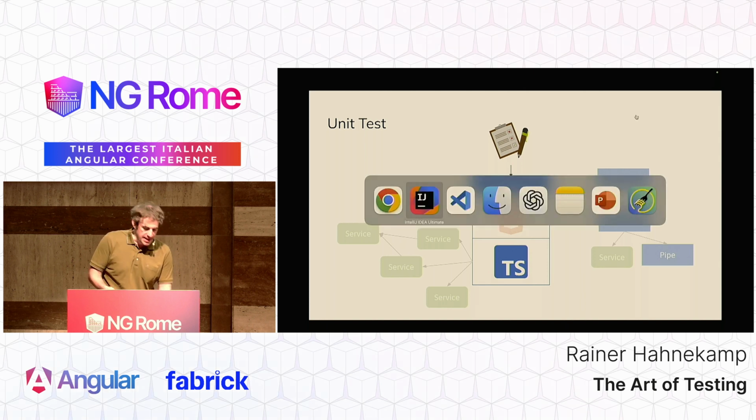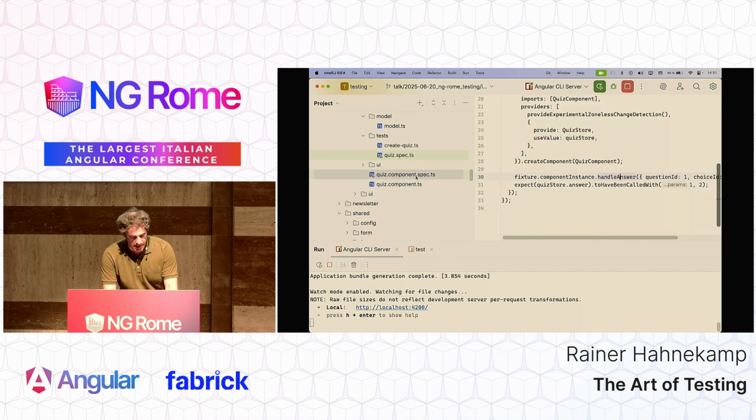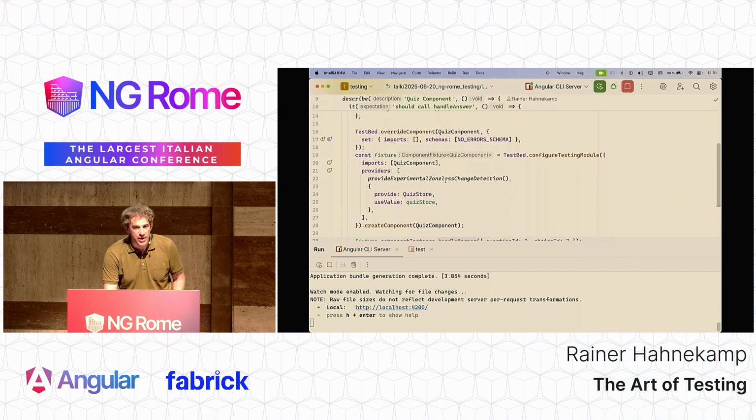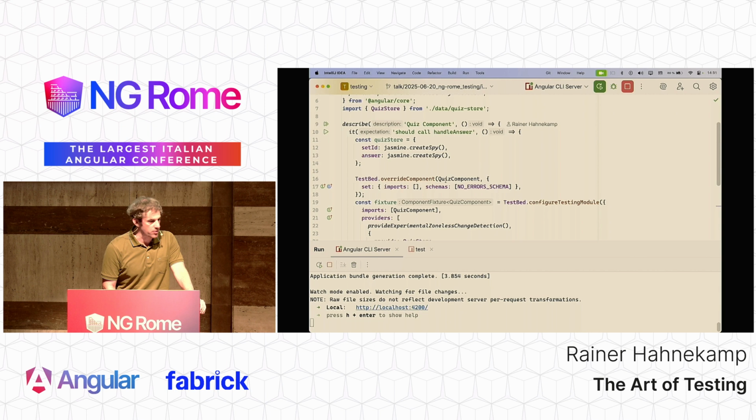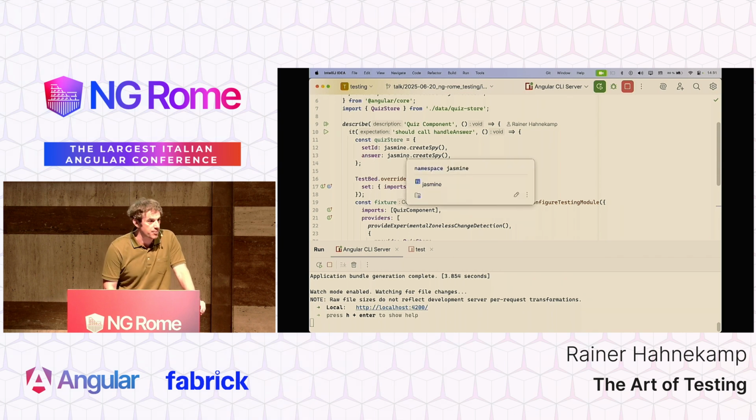And if we transition back here to our application, then I have here my quiz component spec, which is that kind of unit test already. So you see here what I'm doing. I'm creating a mock for the only service which I have, which is the quiz store. I know that the quiz store will be called by using answer and setId. So I'm creating here a spy, in Jest would be a mock.